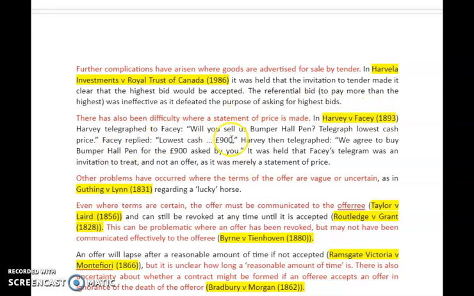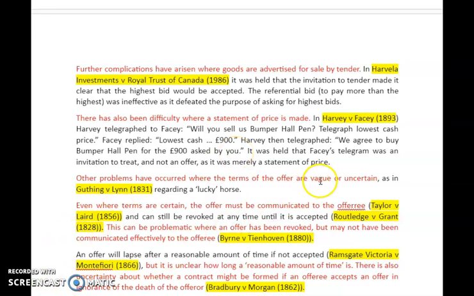And sometimes it's useful to mention facts. Remember, in law, generally we focus on the ratio and the facts are largely irrelevant. But particularly in contract law, sometimes some of the facts are helpful to help you illustrate the point. So we've got this conversation between Harvey and Facey, where Facey has said lowest cash 900, and then there's a telegraph back. And it was held that Facey's telegram was an invitation to treat and not an offer. And again, that illustrates the complications in working out precisely which of these communications was an offer.